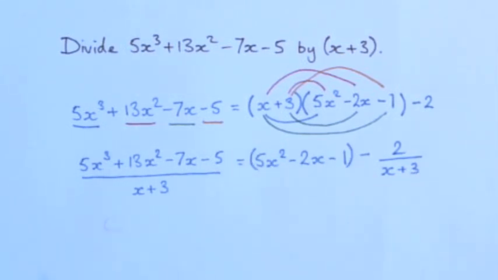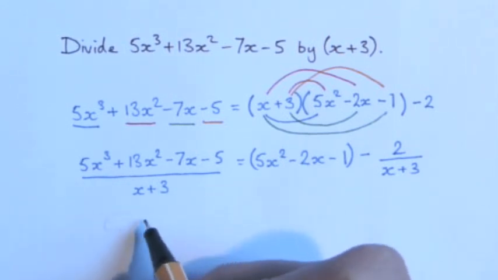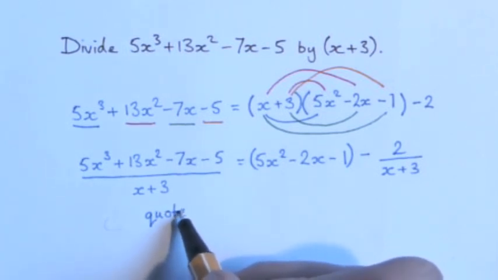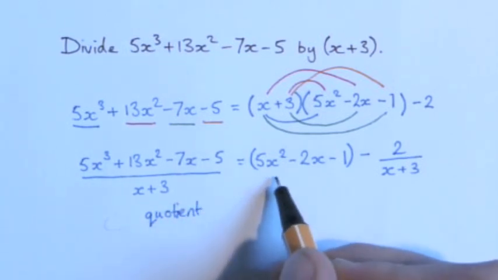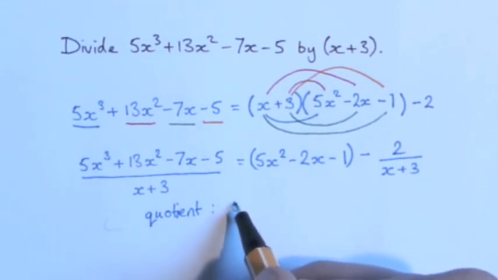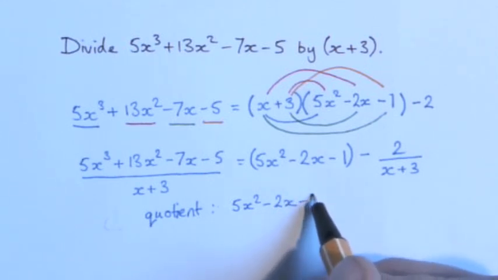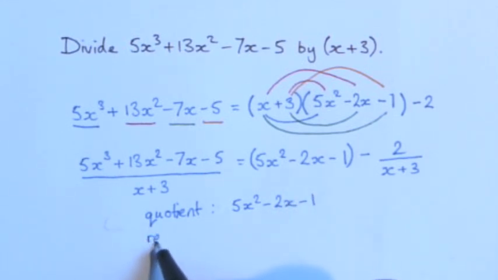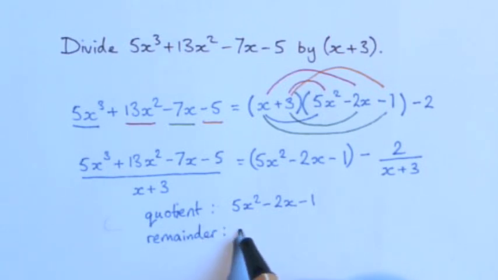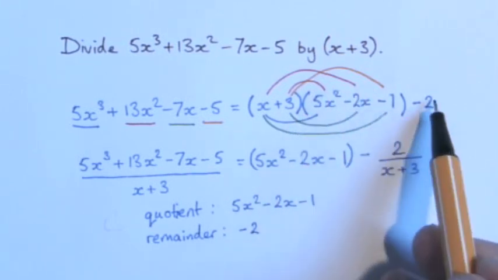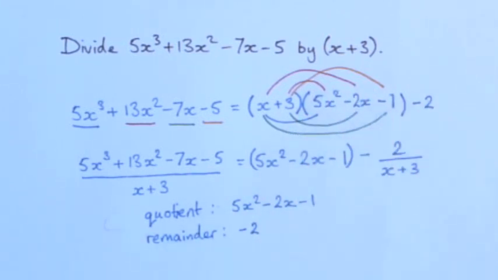And so what we can say therefore is that the quotient of the division is 5x squared minus 2x minus 1, and the remainder is minus 2. So this is the quotient and this is the remainder. And we'll stop there.